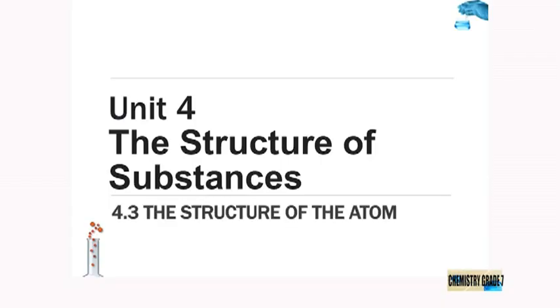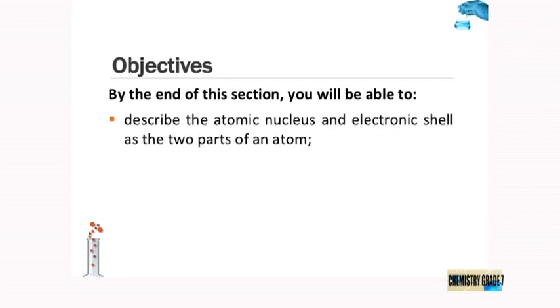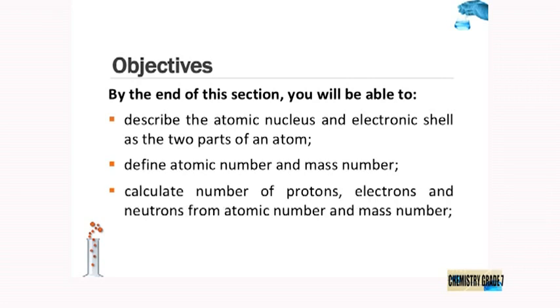Subunit 3. The structure of the atom. By the end of this section, you will be able to describe the atomic nucleus and electronic shell as the two parts of an atom. Define atomic number and mass number. Calculate number of protons, electrons, and neutrons from atomic number and mass number. Define isotopes. Define atomic mass.